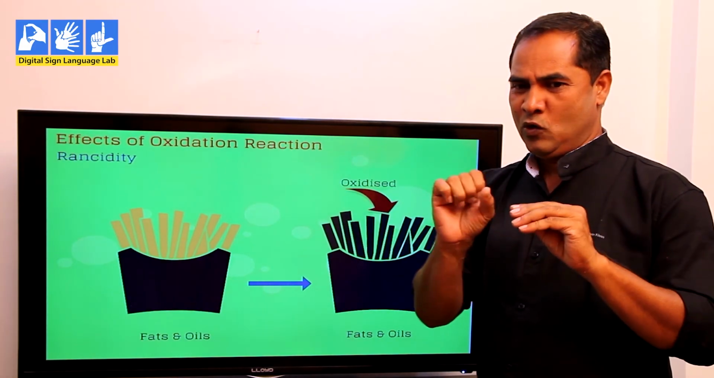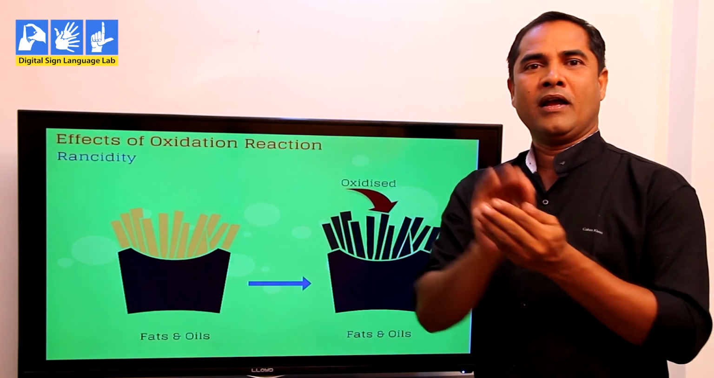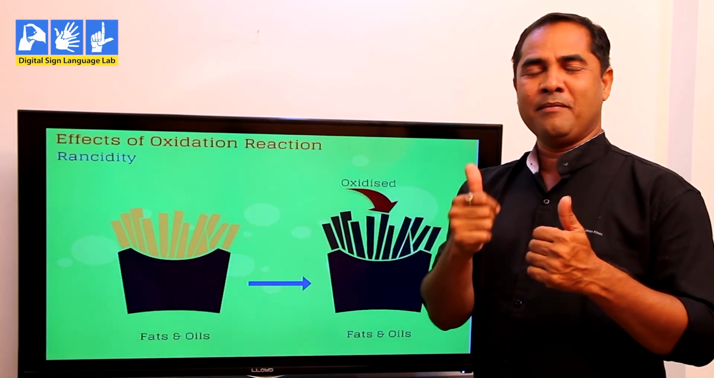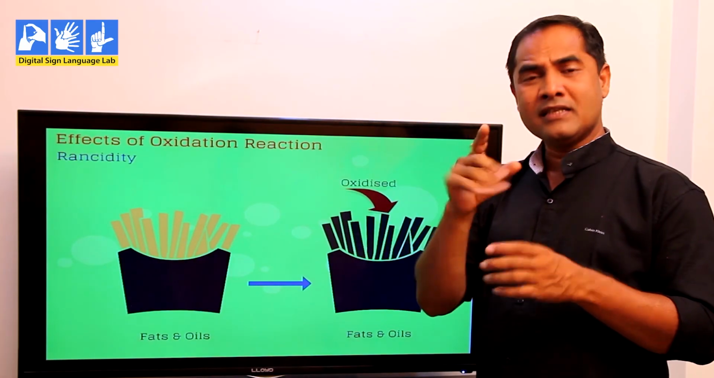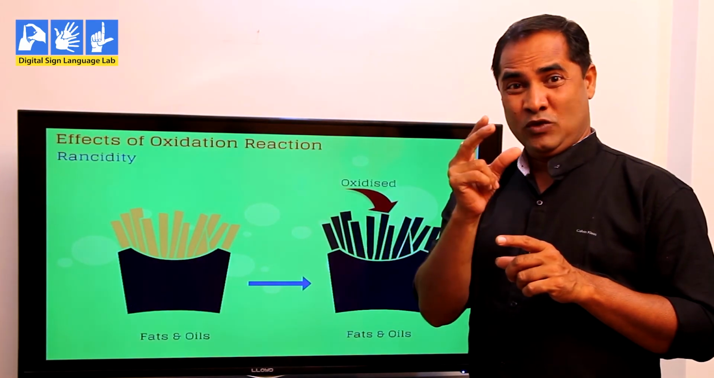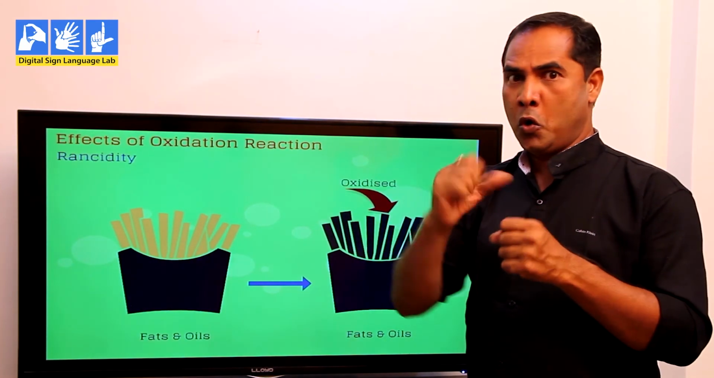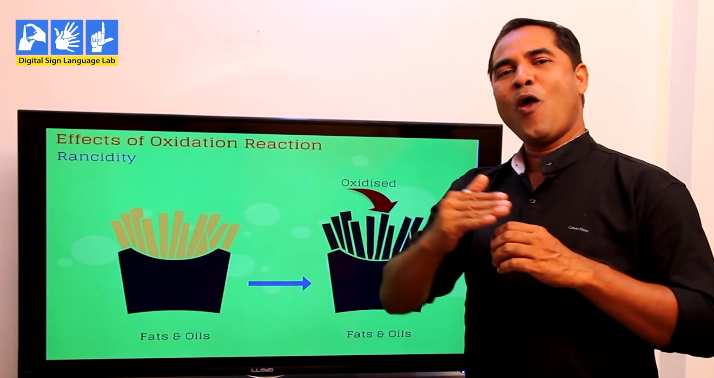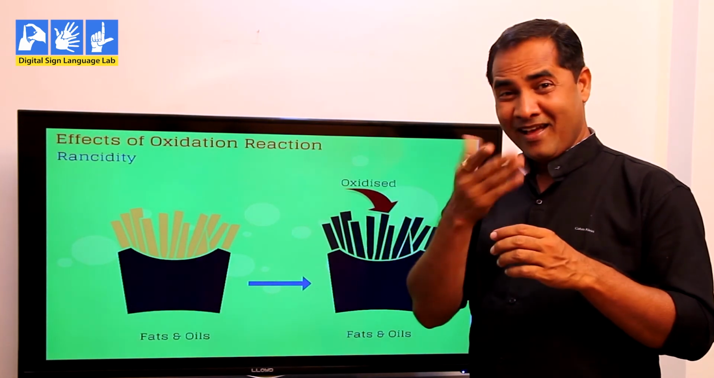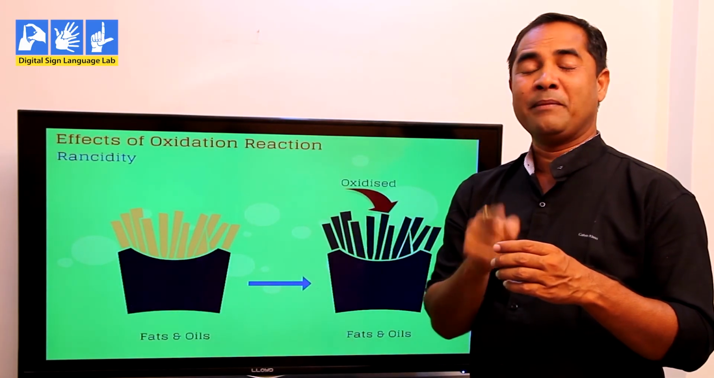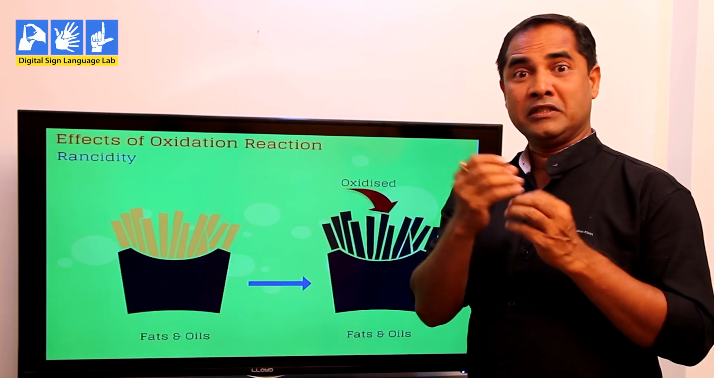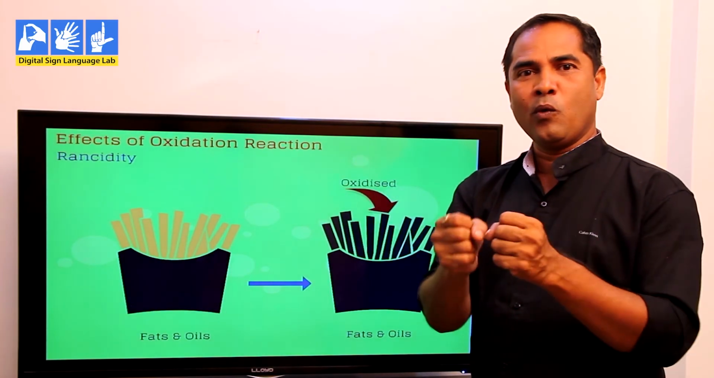So if you want to protect it for a longer time, you need to prevent contact with oxygen. For an example, jams and other things that you want to protect, you have to keep in tightly sealed cans so that they can stay for a longer time without getting spoiled due to oxygen. And hence, oxidation reaction can have several negative impacts.